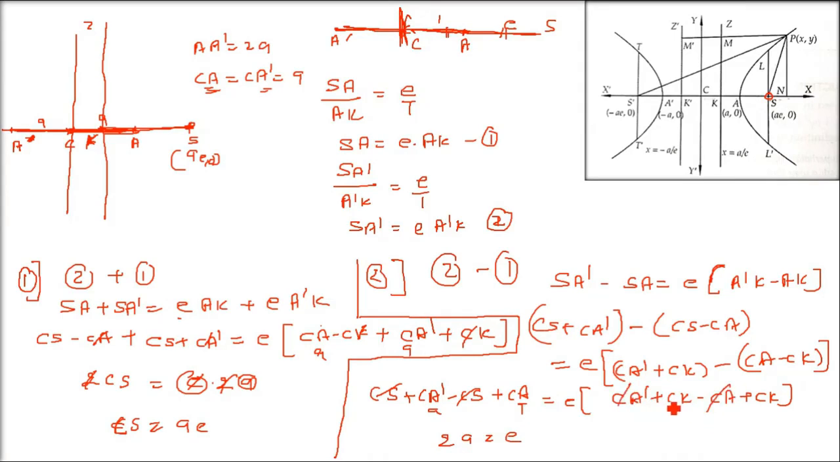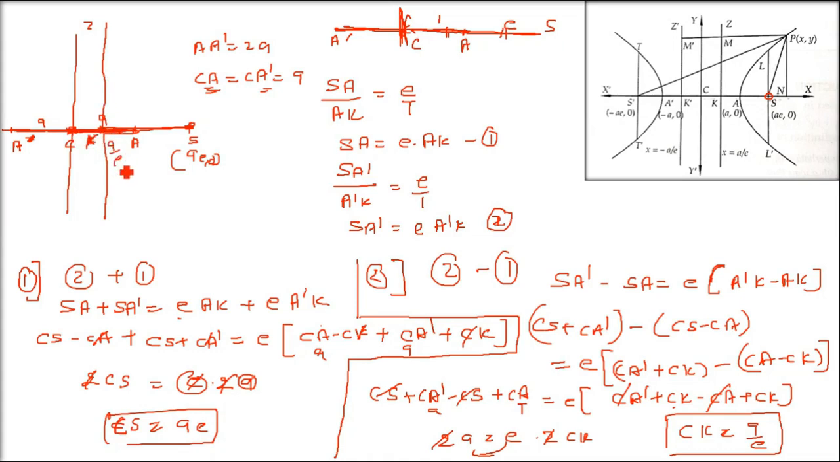Now what about this? CA dash and CA get cancelled. You will get 2CK. So E into 2CK you can write. 2 gets cancelled. Take E in the denominator, you will get CK as A by E. Now the second thing also you wanted and we got it. CK is the distance from the center to the directrix. So the point K is A by E comma 0 if I take C as 0, 0 or origin. So both the points we have.